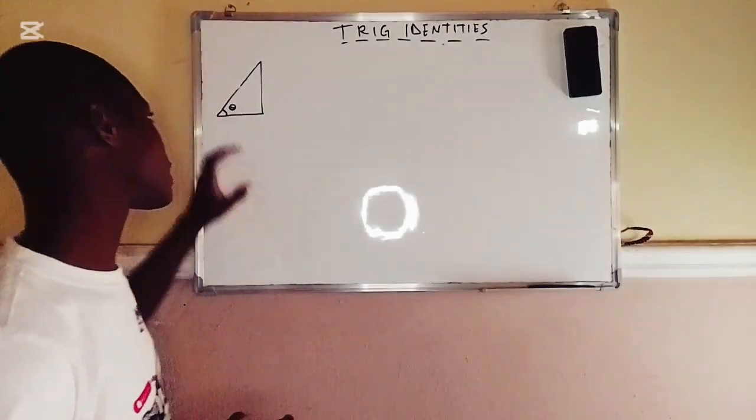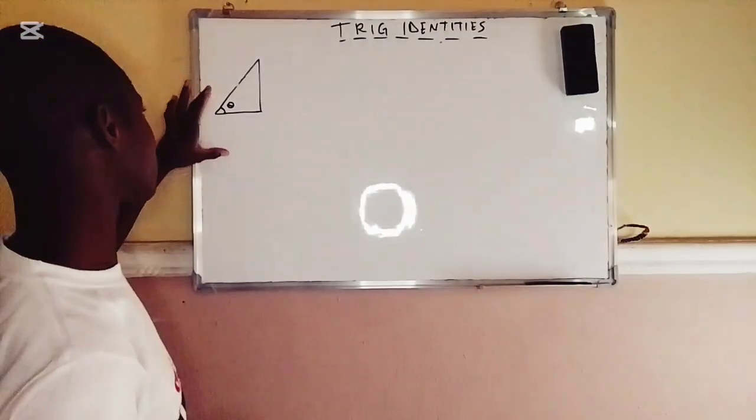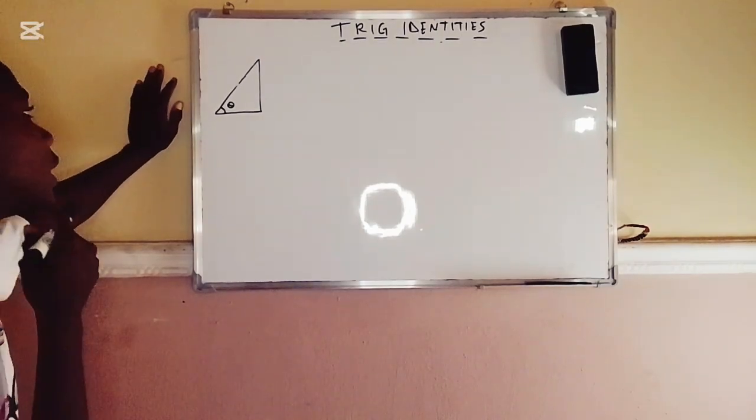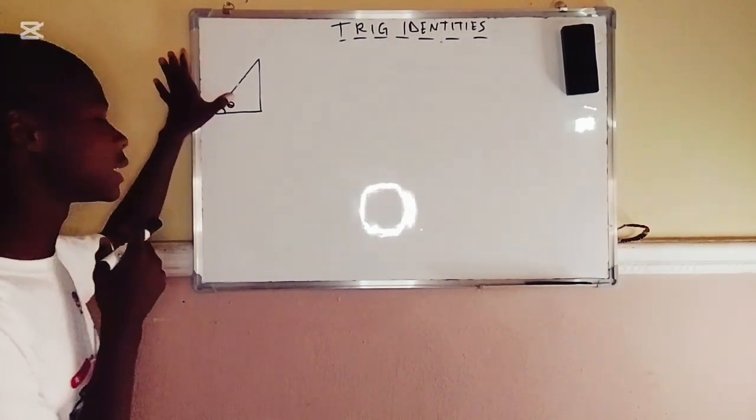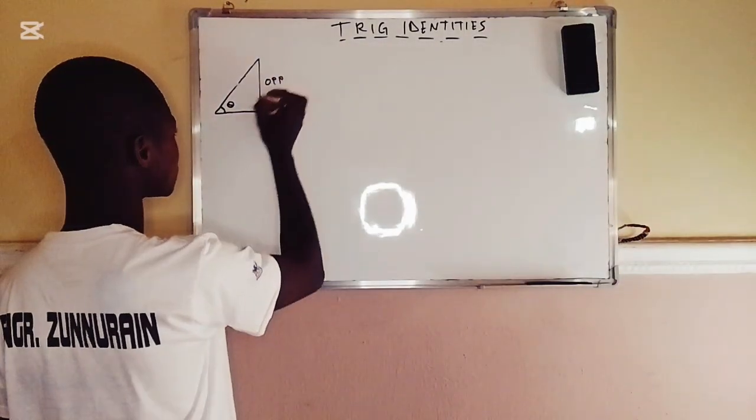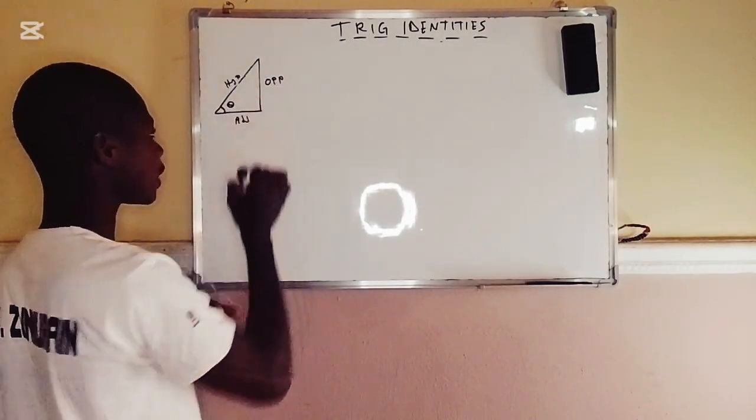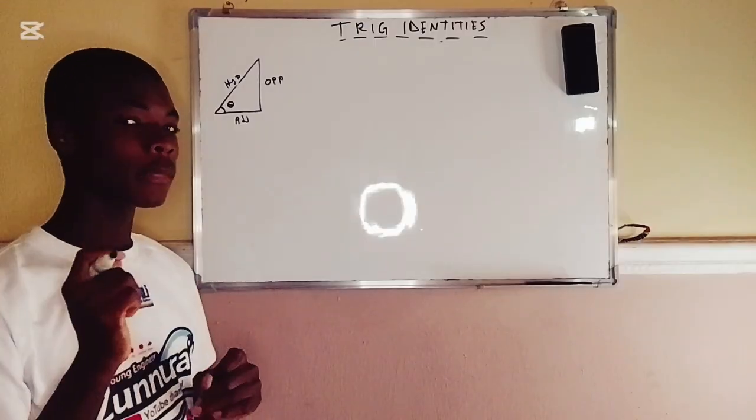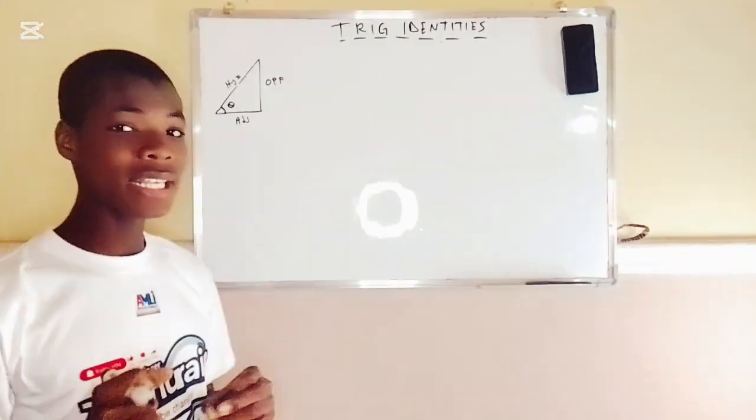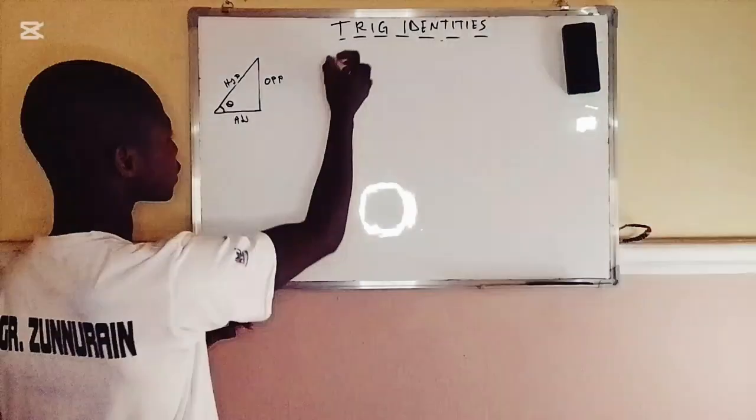So first, this is a triangle. If you take a look at this angle, we have the value of theta. As you all know, this is the opposite, this is the adjacent, and this is the hypotenuse. So you have to use the basic idea of trigonometric identities that we all know.